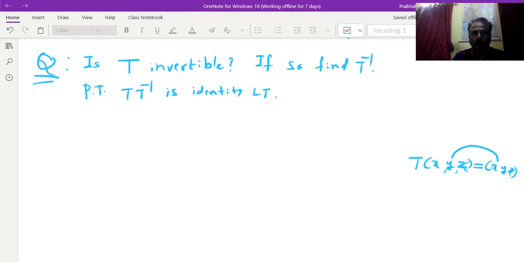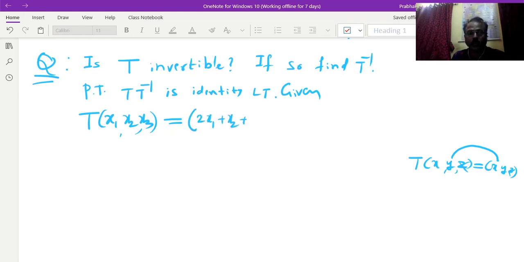But what is the transformation you have to give? The question is not complete, you can understand. Given that T of x1, x2, x3, a point from R cube, is given by 2x1 plus x2 plus x3, x1 plus x2 plus 2x3, then the last third component is x1 minus 2x3.